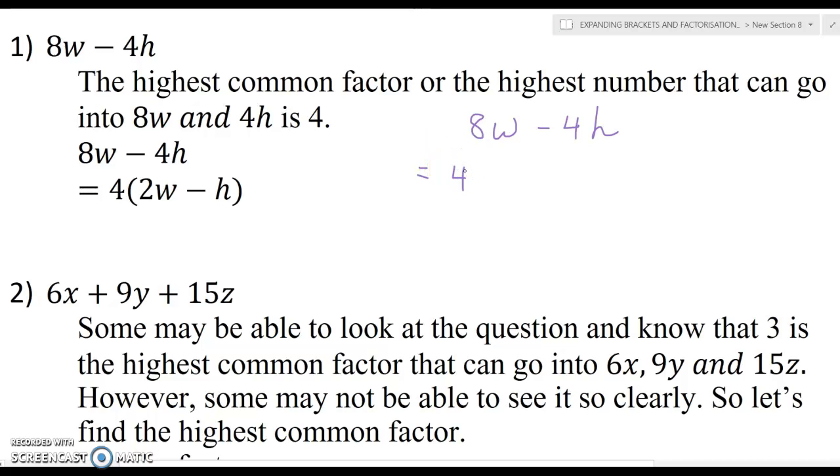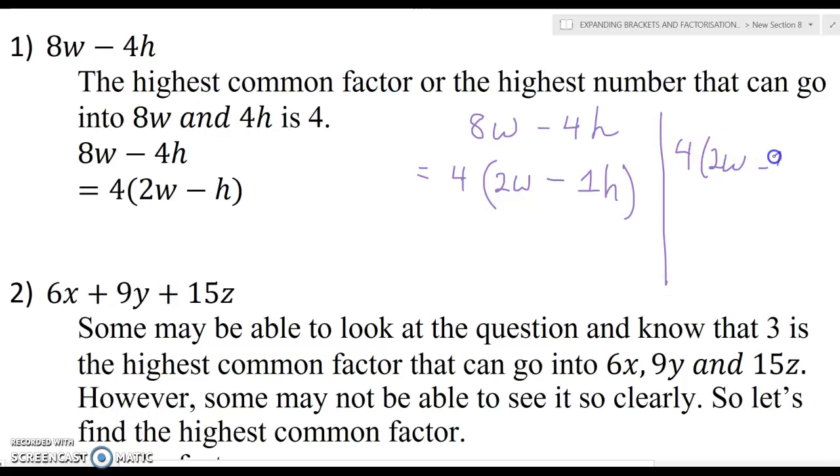4 is the highest number that can go into 8 and 4, right? So we are pulling out, or factoring out, that 4. Put your brackets. We know that 4 by 2 is 8, and then we put back the w. Minus 4 by 1 is 4, and then just put back your h. So if you had to remove your brackets, this is what we got.